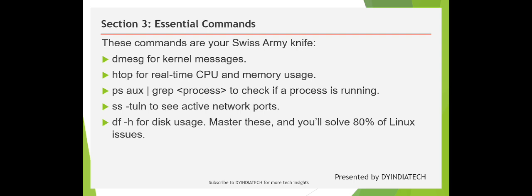Another, if you want to check all active ports, use ss -tuln to see the active network ports. Next command is df -h for disk usage. Master these and you will solve 80% of issues in Linux.